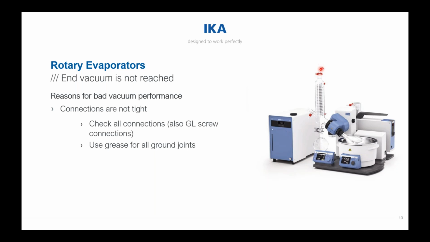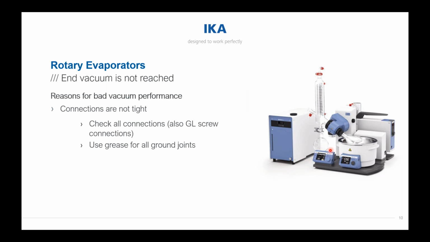You can also see this here. We have here, for example, GL fittings. So these GL fittings can be untied. So you have to check these as well. Always check if this vacuum cock, the stopcock, is closed. And of course, if you have ground joints, and normally all of these connections here are with ground joints, I always recommend to use some grease just to get a good sealing and a tight connection.